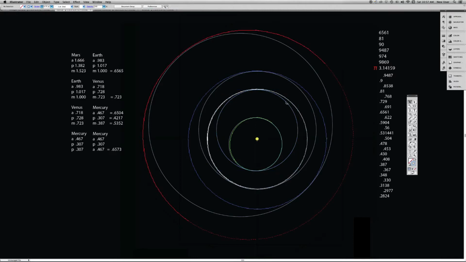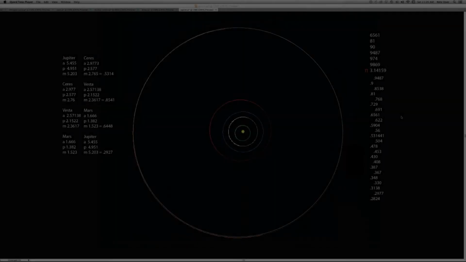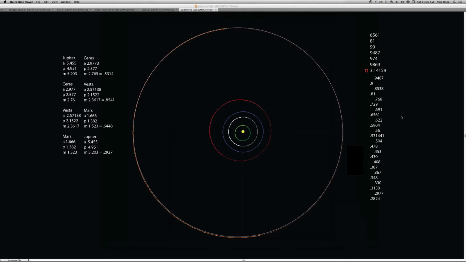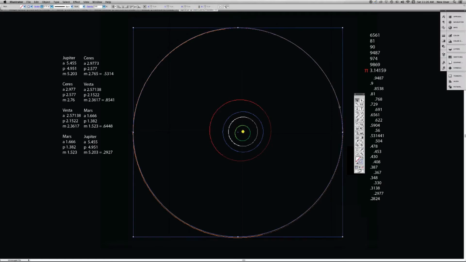So that gives me the orbits and the transfer circles between the orbits from Mars to Mercury on pi ratio, with the minimum number of indicated ratio circles. I'm out at the orbit of Jupiter. That's it there. That's Mars, Earth, Venus, Mercury.